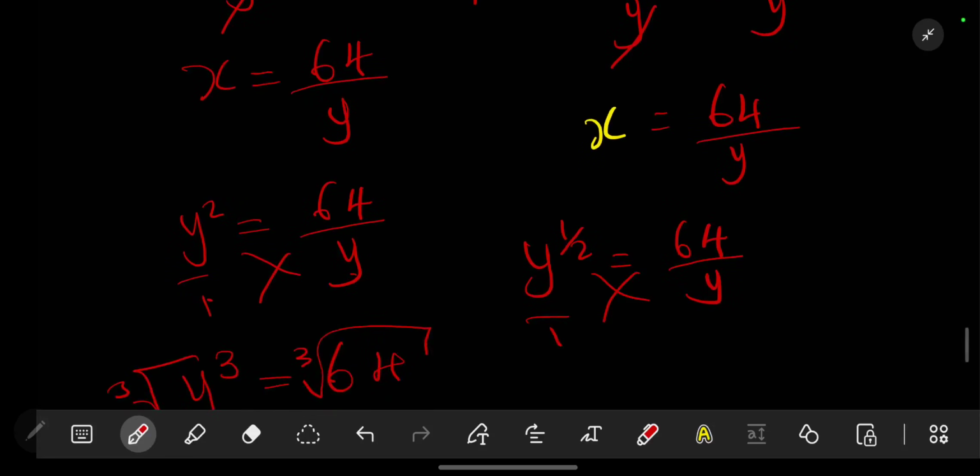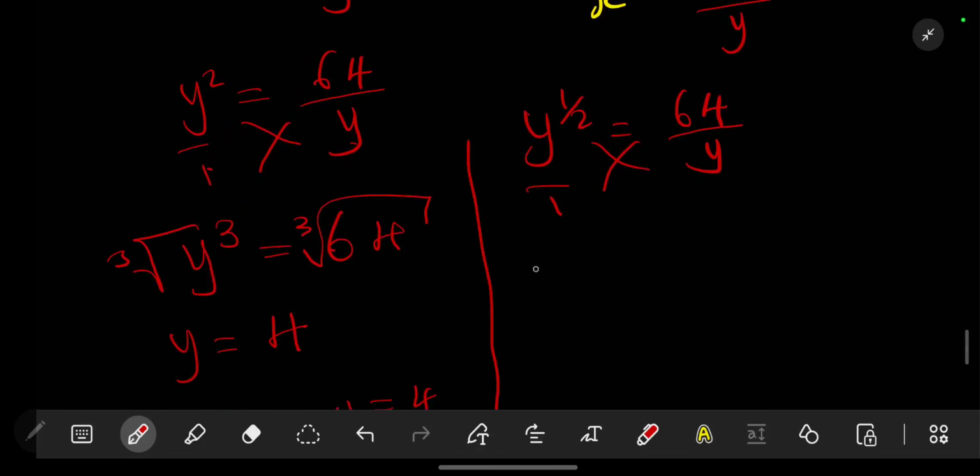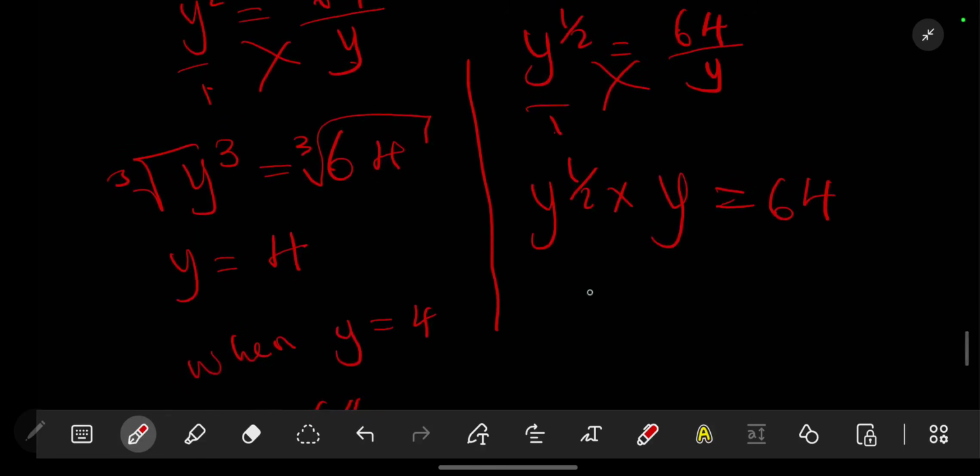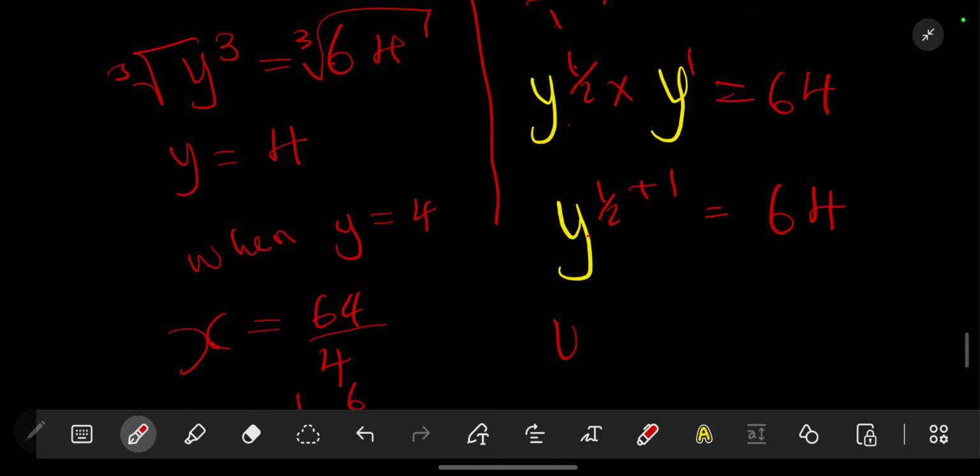Then cross multiply. Now this one is not straightforward. So what we have is y to the power half times y, when we cross multiply, should be equal to 64 times 1 is 64, like that. Then we are going to say y to the power half plus 1. You pick one base and add the powers. So we have y to the power half plus 1 should be equal to 64, which is 1 over 2 plus 2 over 2, should be equal to 64.